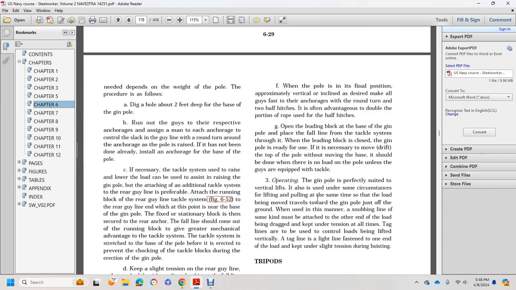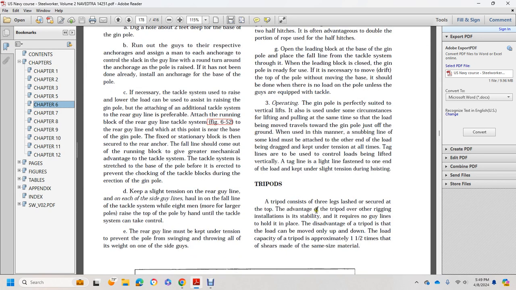Operating a gin pole is perfectly suited to the vertical lift, and also for use in the circumstance of lifting and pulling at the same time, with the load being moved toward the gin pole just off the ground. When a man is in line with some kind of line attached to the other end of the load being moved, it is kept under tension all the time. Tag lines are to be used to control the loads being lifted vertically. The tag line is a light line fastened to one end of the load and kept under a slight tension during the hoisting.